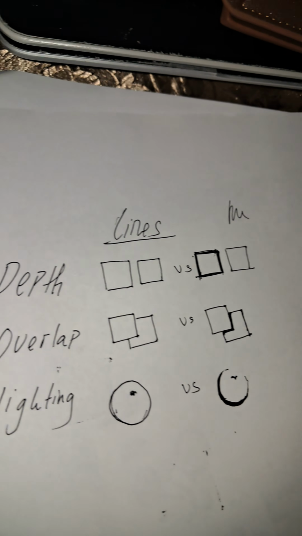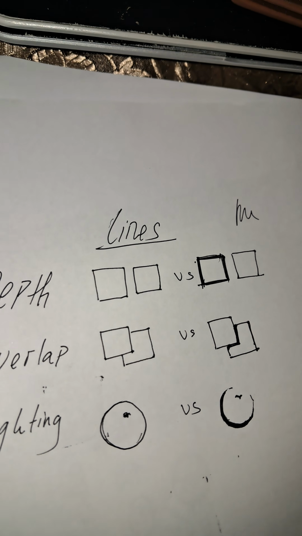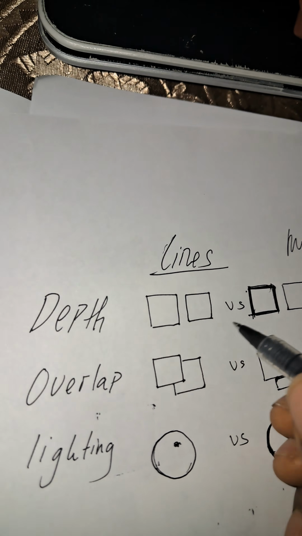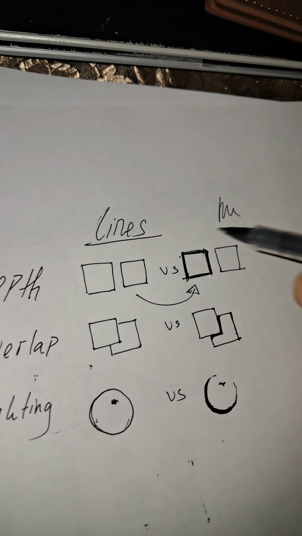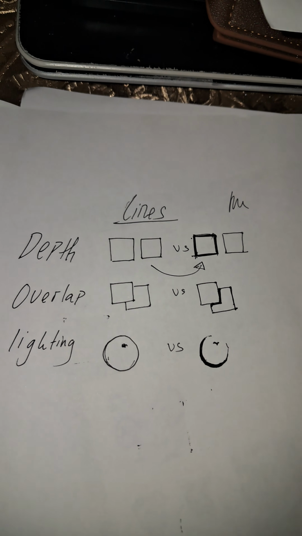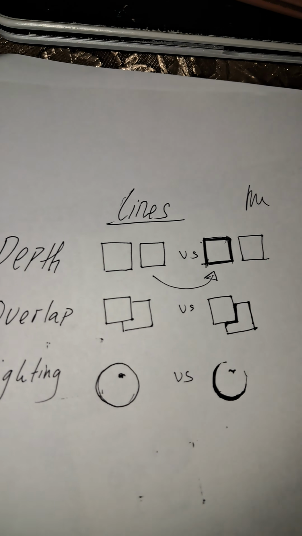The first one is depth, and here you can see I drew two boxes using similar line weights. You can use line thickness to emphasize depth. If you see this versus this, I emphasized one of the boxes to bring it out of frame relative to the other box. So this is one way you can use it.